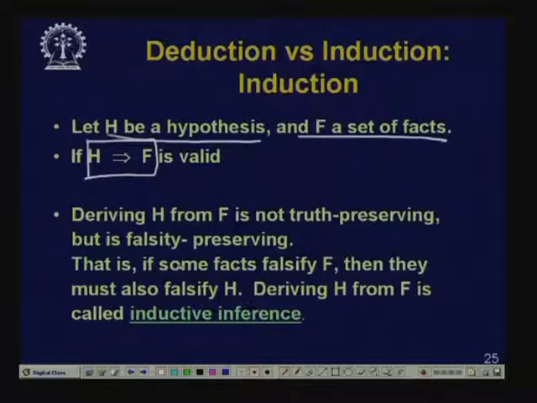Suppose on 10 days I have woken up and seen that in the morning the sky is blue, and on the basis of this I form a hypothesis that in the morning the sky is always blue. So, this is an example of an inductive inference. On the basis of 10 data points of the sky being blue in the morning, I am inferring that the sky is always blue. This is an example of inductive inference or induction.